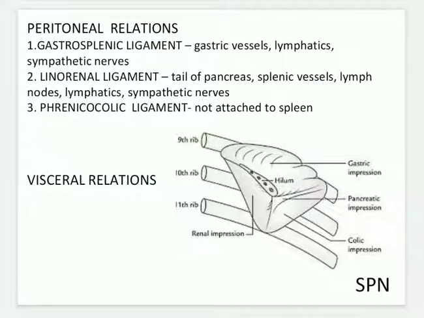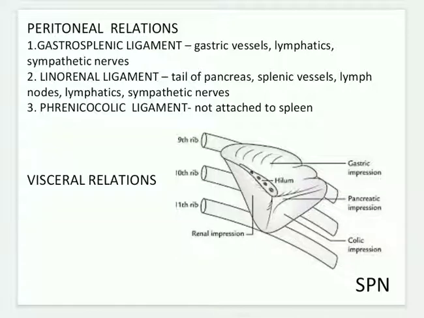It contains short gastric vessels, lymphatics and sympathetic nerves. The lienorenal ligament extends from the hilum of the spleen to the left kidney. It contains the tail of the pancreas, lymph nodes, lymphatics and sympathetic nerves. Next comes your phrenicocolic ligament. This ligament is not attached to the spleen but supports its anterior end. It extends from the splenic flexure of the colon to the diaphragm.